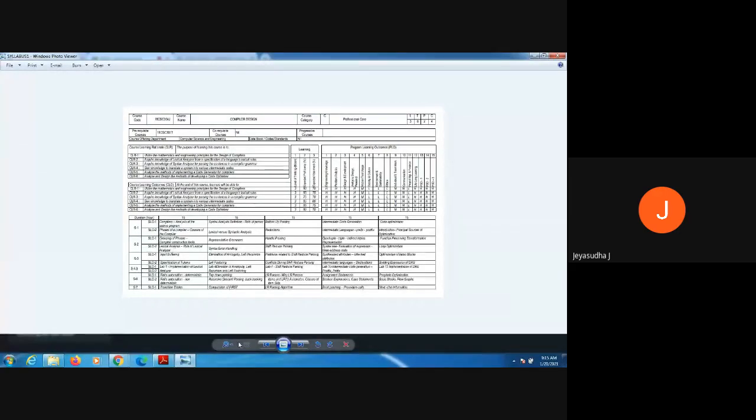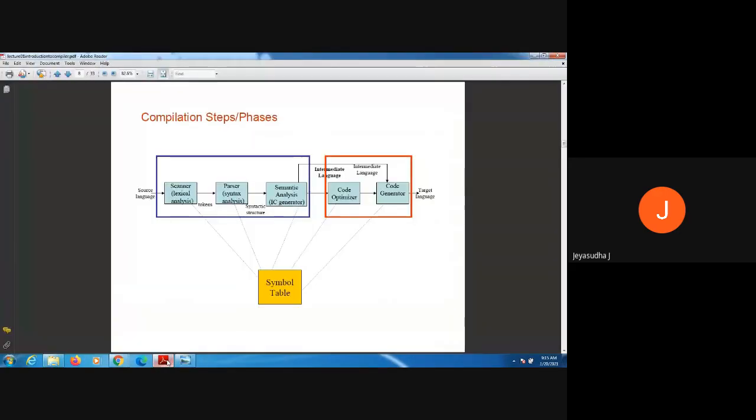The next one I want to show is the phases of compiler. You have lexical, syntax, semantic, code optimization, and code generator. When we are saying this, we will be including another one also, that is intermediate code generation. Why I'm showing this diagram is that in each and every unit you're going to learn each and every part that is available in this diagram.